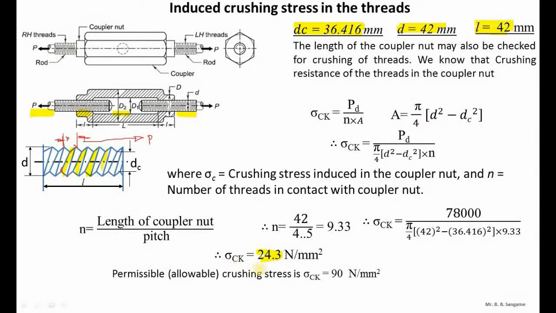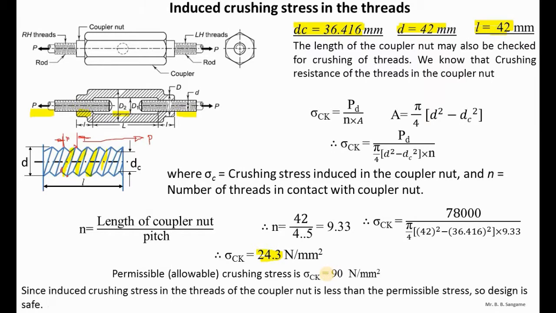If sigma CK exceeds the allowable crushing stress of 90 Newton per mm square, then we have to go and redesign the threaded portion and check where the mistake is. Right now there is no need to check because our induced crushing stress is less than the permissible crushing stress. So the design of the threaded portion of the coupler nut is safe in crushing.